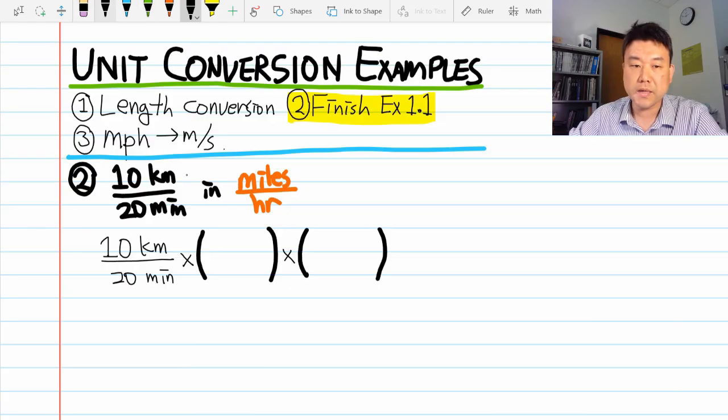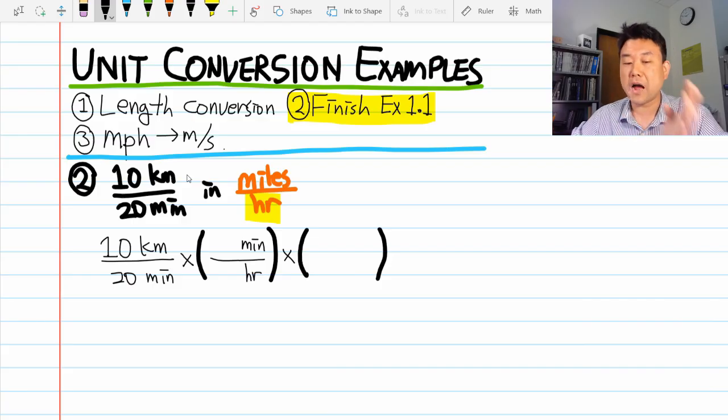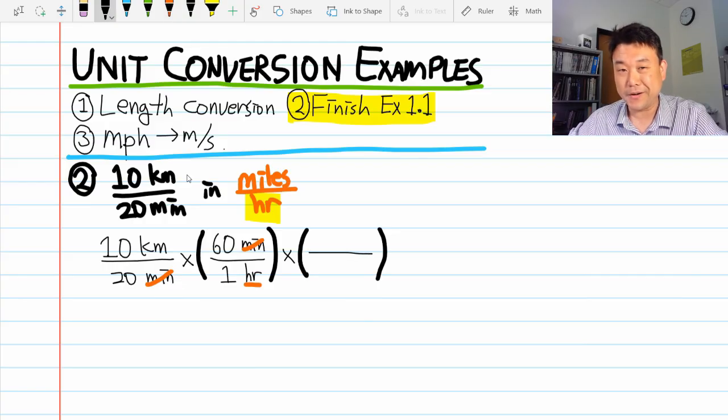Let's get rid of minute first. That's the easier one. So I want to cancel out minutes. So on the numerator, I need the minutes on top. I want to convert it to hour. So on the denominator, I need hour here. And here, I'm just thinking about, okay, how many hours is equal to how many minutes? Well, there are 60 minutes in 1 hour. So that's our first conversion factor that will get rid of unit of minutes and give us the unit of hour that we want.